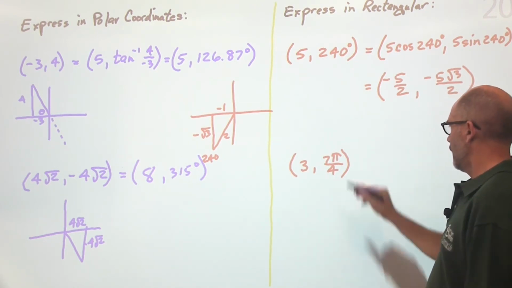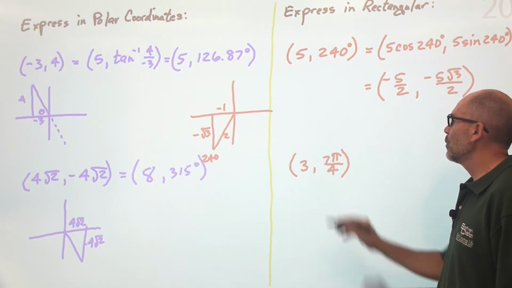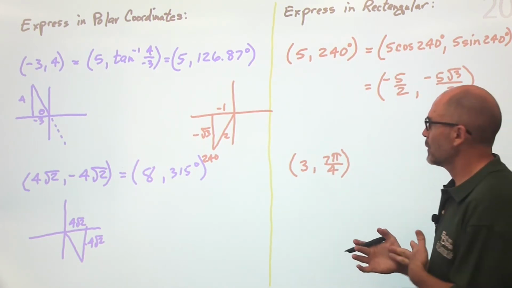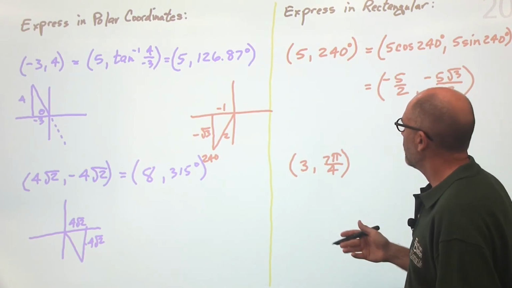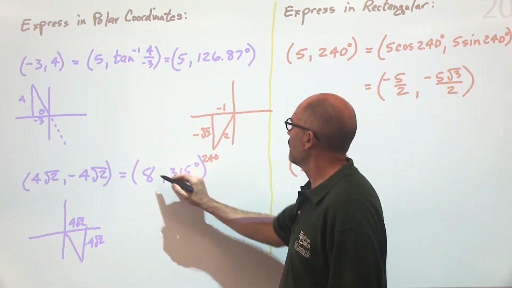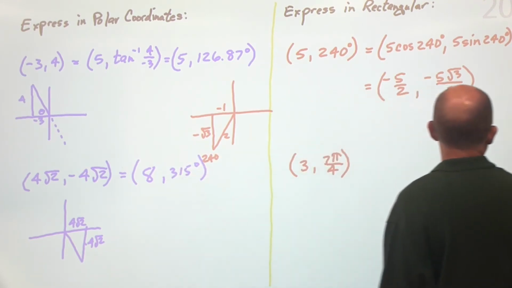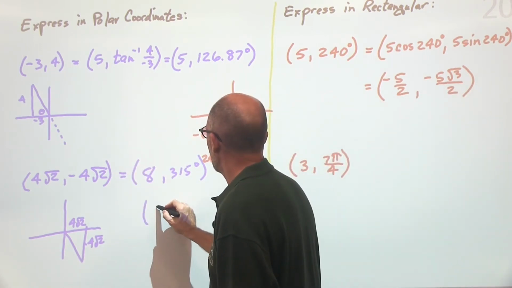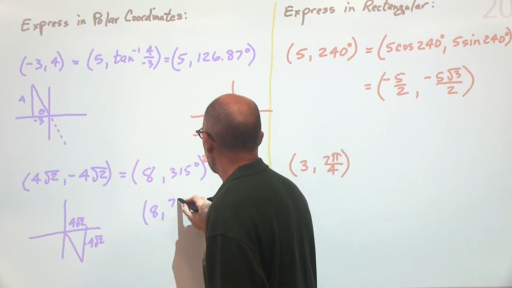All right, now, back to polar coordinates in radians, which you're always allowed to do. And let me just say real quick, we could have expressed this in radians too. If they had said they want the answer in radians, then we'd say, oh, that's 8, 7 pi over 4.